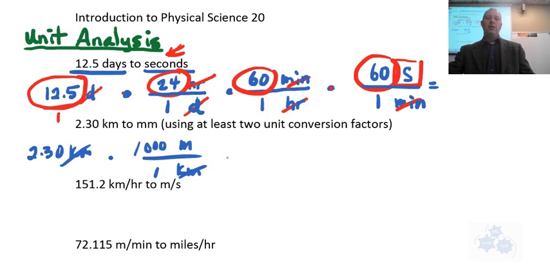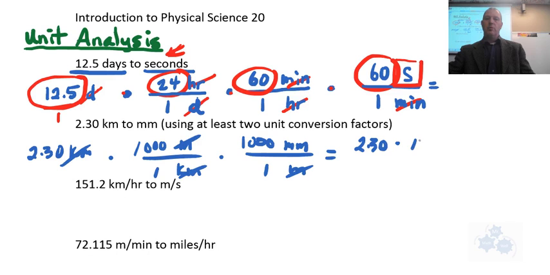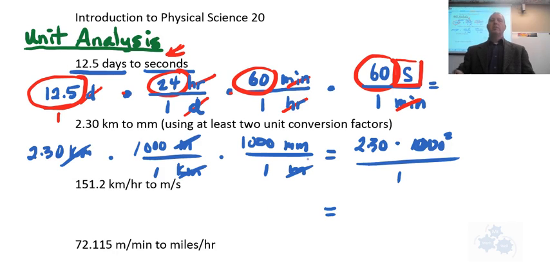Well, I don't want meters, I want millimeters. So do I know how many millimeters in a meter? Yes, you do. So you want meters down here, and you want millimeters up here. That's what you want to end up with. So the meters will be gone, and it's 1,000 millimeters per 1 meter. So the answer is going to be 2.30 times 1,000 squared, right? Times 1,000 times 1,000, all over 1. And that's going to be your answer for the second one. Of course, you can finish that one now.